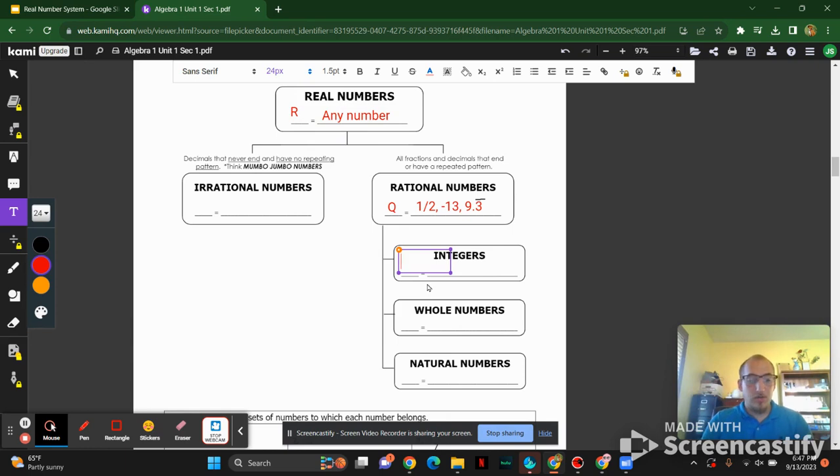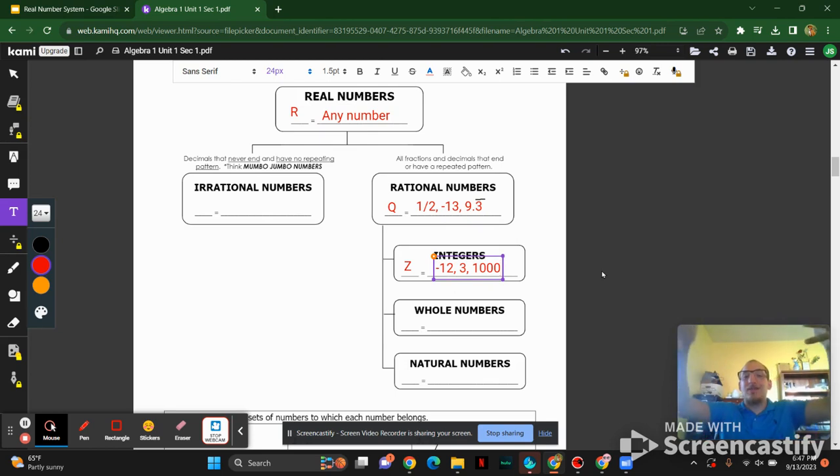Integers are denoted by the letter Z. Integers are numbers without fractions or decimals. So these can be numbers like negative 12, 3, 1,000. These numbers are examples of integers because they do not have any fractions or decimals. They have no partial value, like a half, a third, or 3/4. So those are integers.